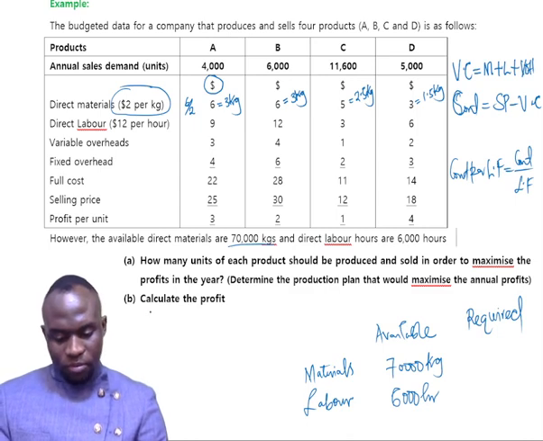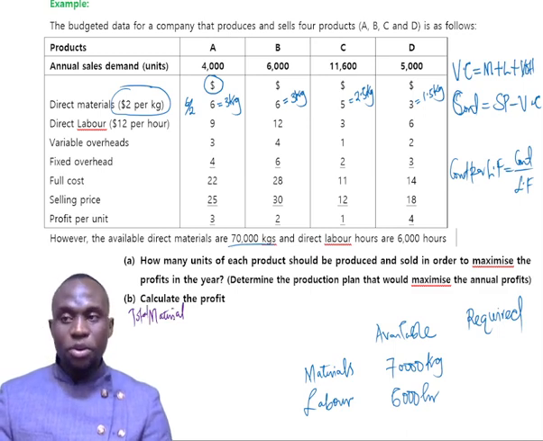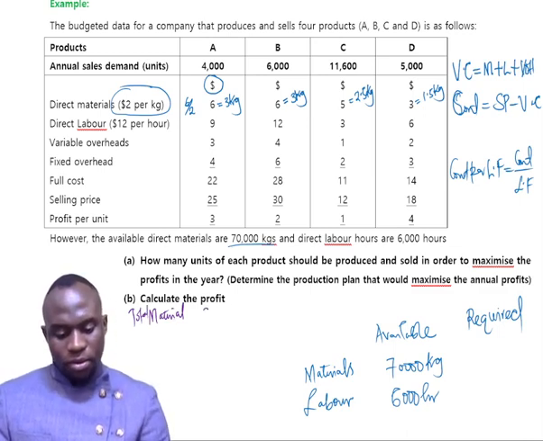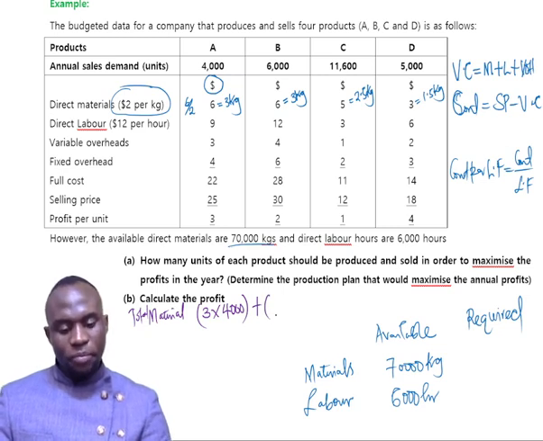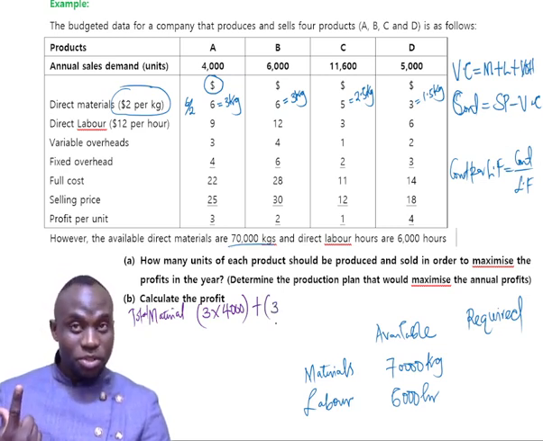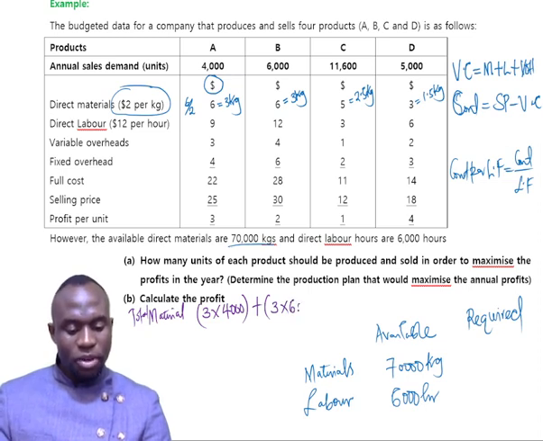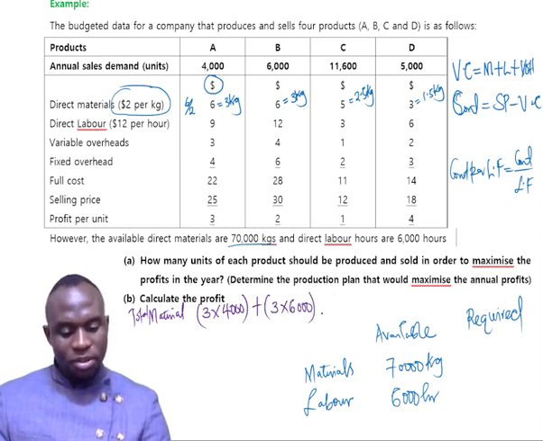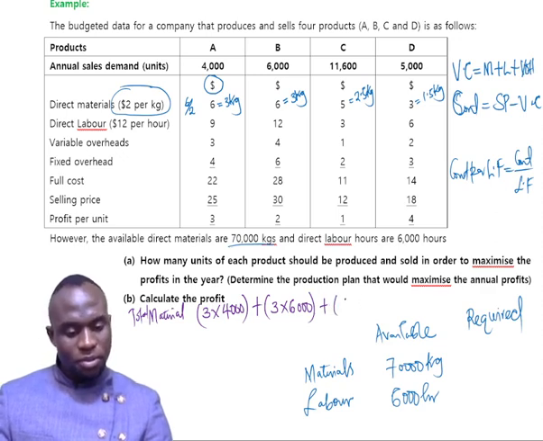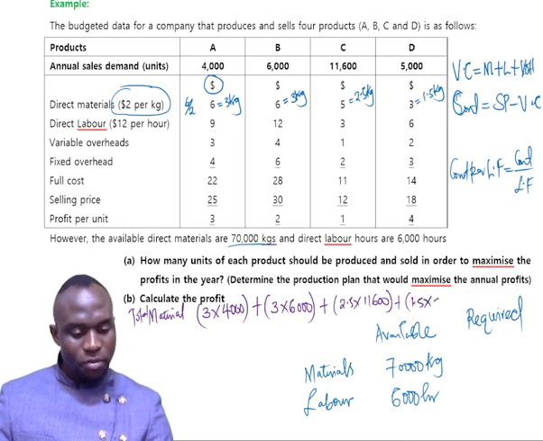So for materials, total materials, it is going to be, we need 3 kilograms, but in total, how many units of A? We need 4,000 units. Then plus for B, each unit uses 3 kilograms, but in total, we need 6,000 units. Then for C, it is 2.5 times 11,600. And finally for D, we need 1.5 times 5,000.